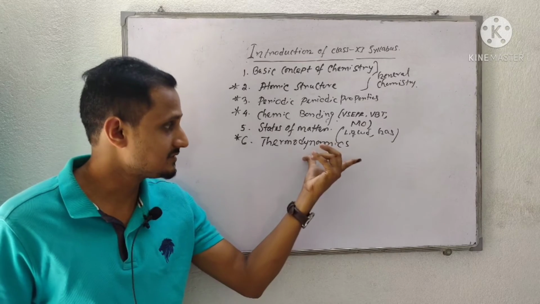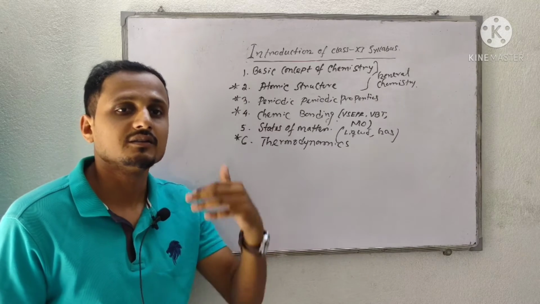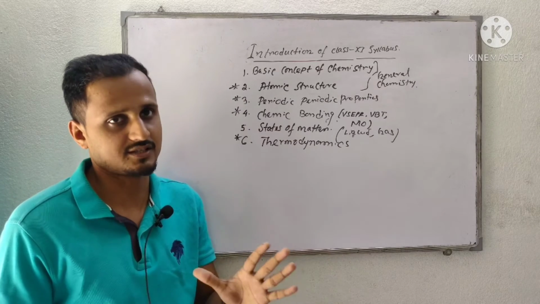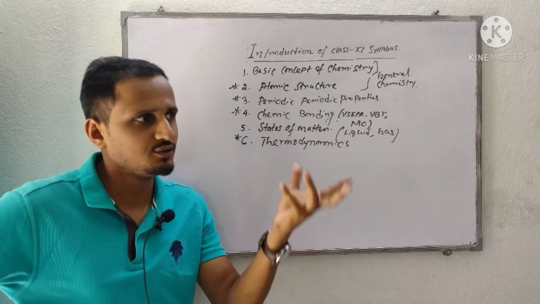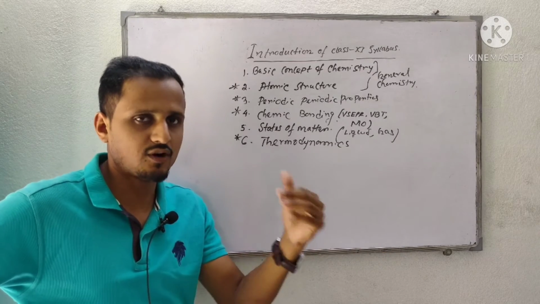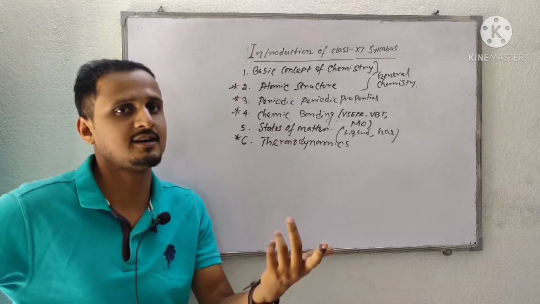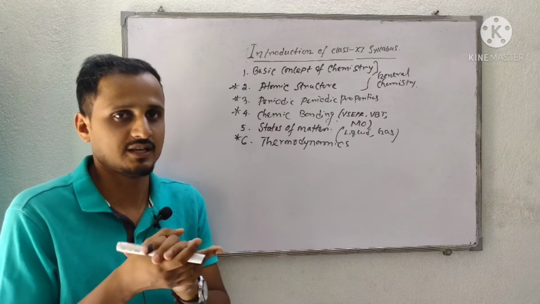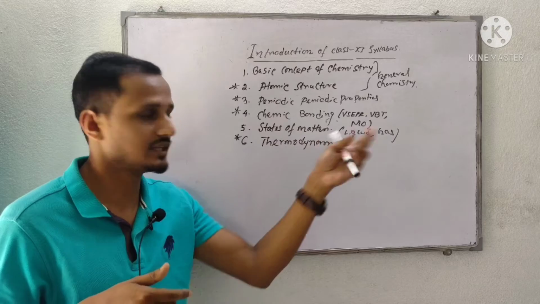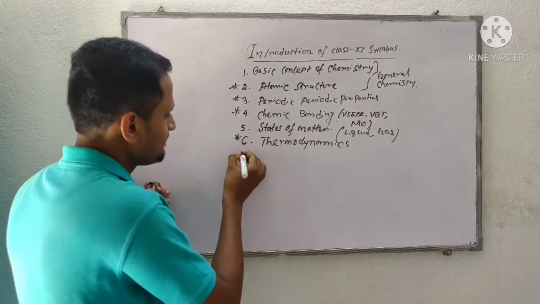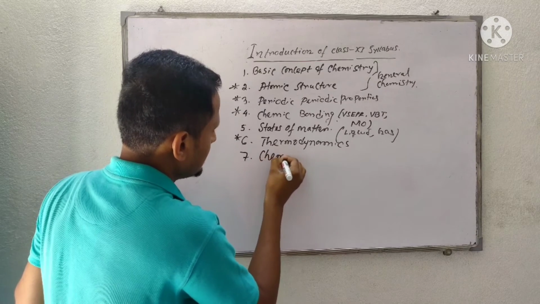This chapter deals with the heat changes of a reaction. That means A plus B is forming C plus D, that means 2 reactants are forming products. In that case, is heat absorbed or released, how is it changing? So we will discuss the heat, that is thermodynamics. Very important chapter.